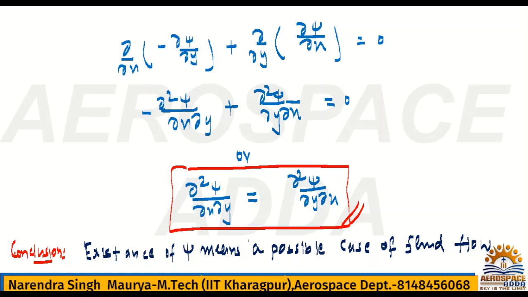If the stream function is satisfying the continuity equation, what does continuity mean? By the word itself you can understand: continuity means there is a continuous flow. So psi existing, or satisfying the continuity equation, shows that there is a possible case of fluid flow, but it doesn't matter whether it is rotational or irrotational. It is not stating the flow is rotational or irrotational, but it is stating that there is a possible case of fluid flow.